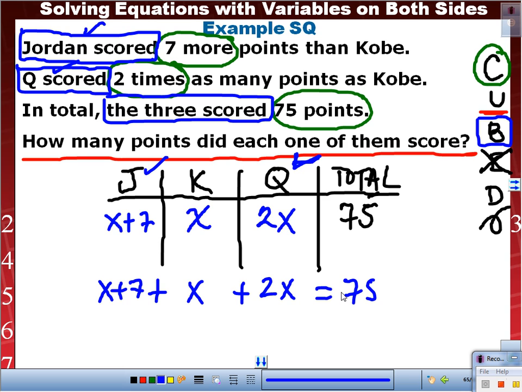Does this look familiar? Yes. I'll help you out to get started. There you go. Finish it off and answer the question with a sentence, please. Copy what I just said and go. All right, let's see what we got.